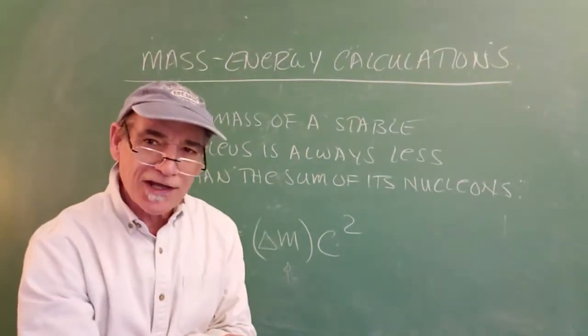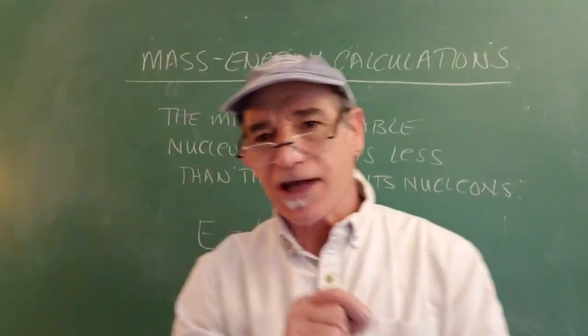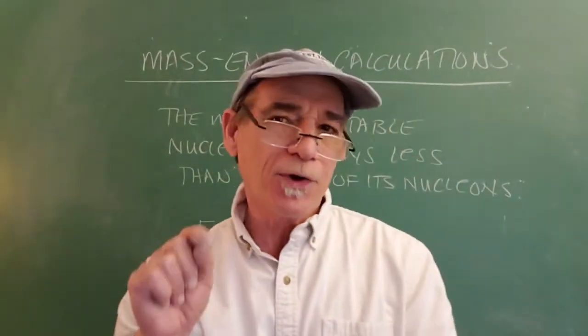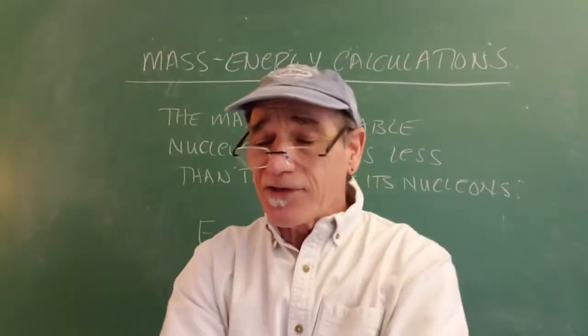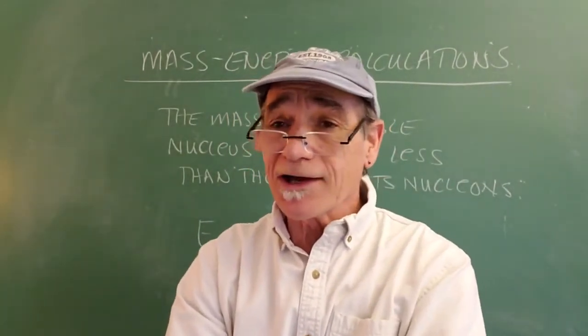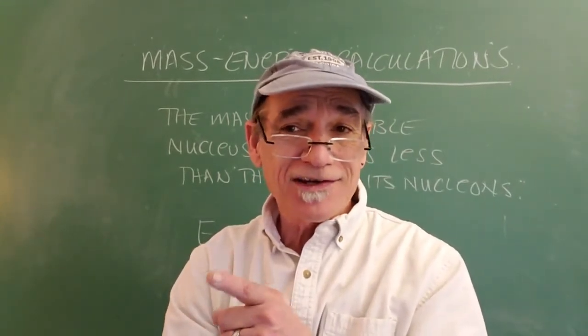All right, well, let's just take a simple stable nucleus, something that we've measured its mass very accurately, and look at the sum of its parts and compare those two numbers. Now, I should point out that we've got the masses of several nuclei and masses of the protons and neutrons listed in a table in your book.